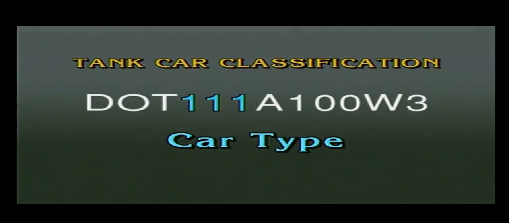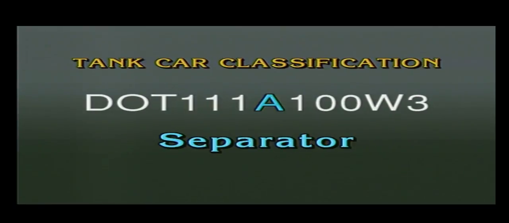The second segment of the car classification refers to the car type. This will answer many questions about the car. Is it a non-pressure or pressure design? Does it have a dome or a manway? Are the bottom outlets prohibited? And so on. The third segment is normally called a separator.